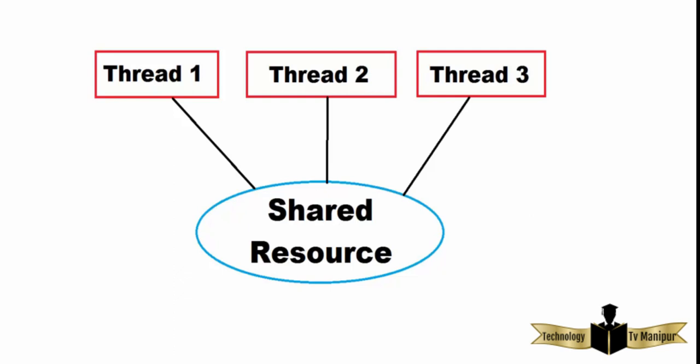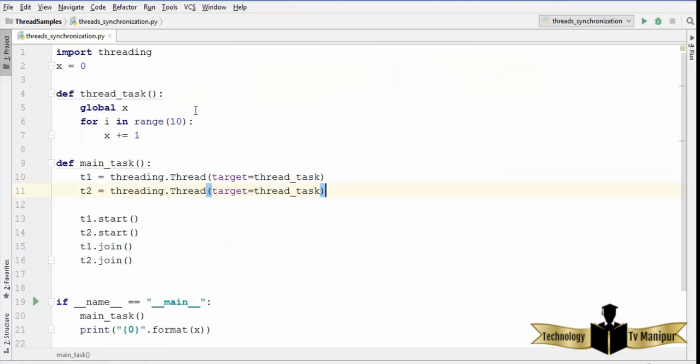I have this simple code in which in the first line I am importing the threading module, and in the second line I am declaring a global variable. Now I have two functions here. One is thread task and the other is main task. Inside this thread task function I want to increment the value of x every time by 1. I want to increment this value by 1 10 times, so I have used this for loop in the range 0 to 9. It's going to increment the value of x 10 times inside this loop.